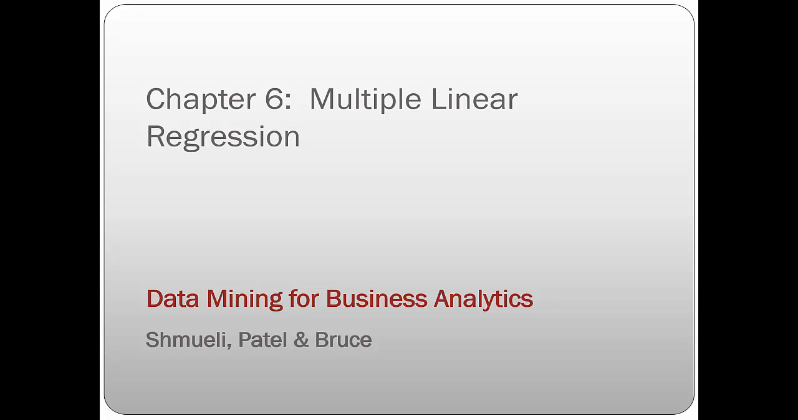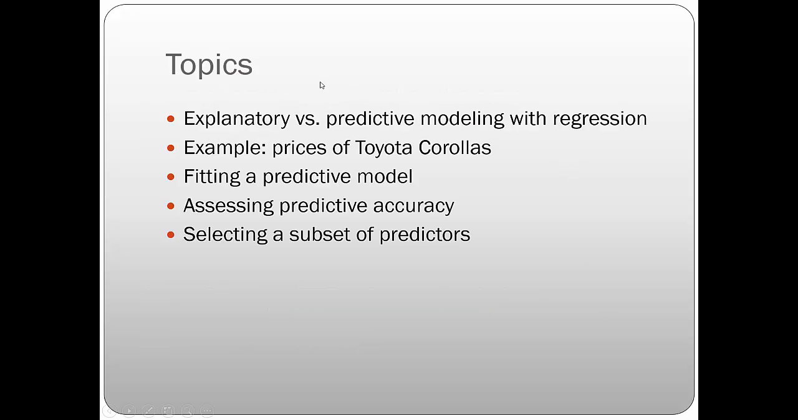In this chapter, we're going to discuss multiple linear regression. So the topics that we will cover in this chapter include explanatory versus predictive modeling, looking at what they are and what the differences are. And we'll be using an example data set, prices of Toyota Corollas.